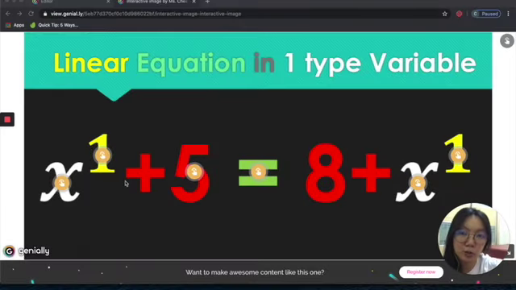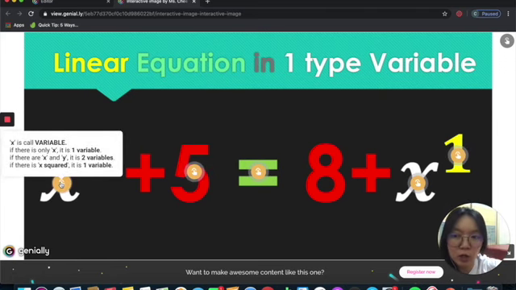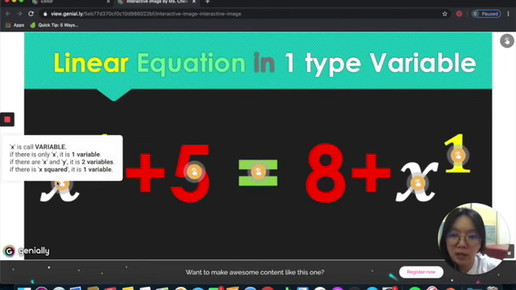Here I'm going to show you what is a linear equation in one type variable. So first, let's look at x here. X, this is called a variable. If there is only x in this mathematical sentence, then it is called an equation in one type of variable. But if there are x and y, that means it is counted as two variables. If there is an x squared, it is still one type because there is only x here. So it is still one variable. So look through the mathematical sentence and count how many types. If x, one type, xy, two types, xyz, three types.